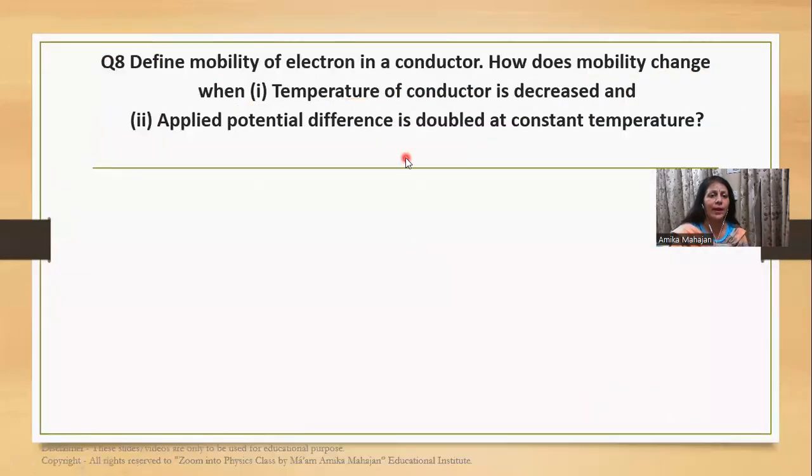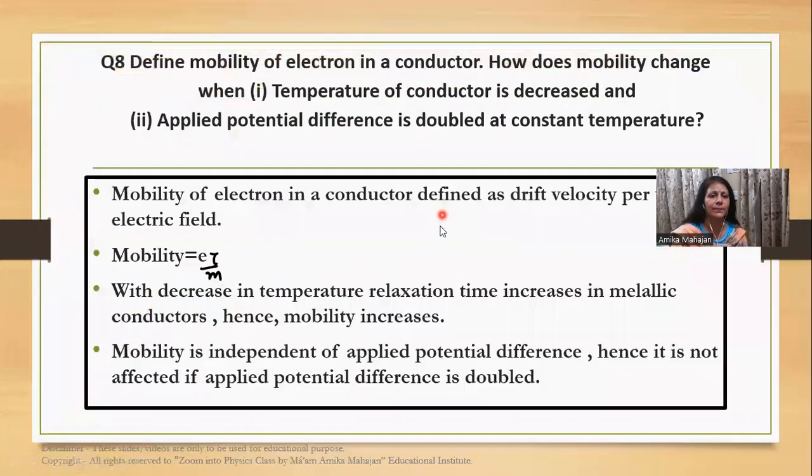Next, define mobility of an electron in a conductor. Mobility is defined as drift velocity divided by electric field. Now, how does it change when the temperature of the conductor is decreased? Drift velocity has the formula eE by m into tau. We are dividing by electric field, so capital E will cancel, and this will be the relation for mobility. Now, with decrease in temperature, in case of metallic conductors, relaxation time increases, so mobility will increase.